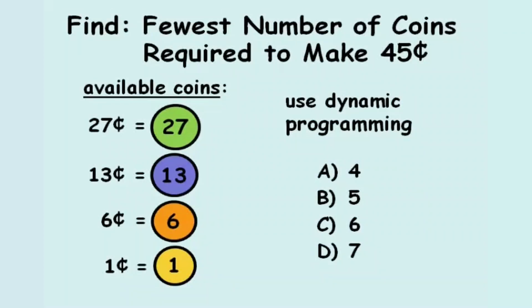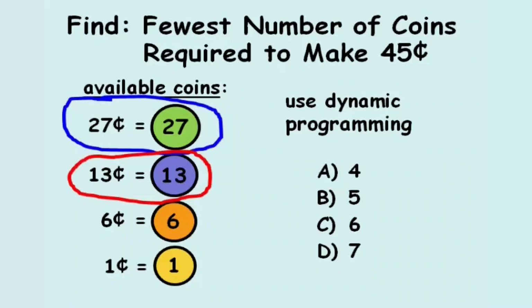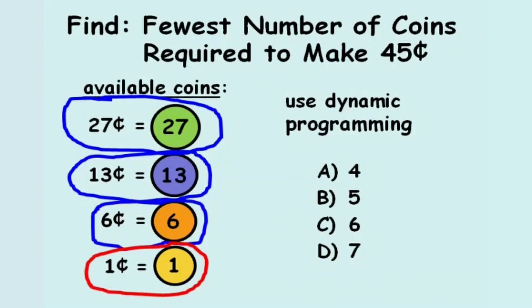Find the fewest number of coins required to make 45 cents. In this problem, we are asked to make 45 cents in change. Rather than a penny, nickel, dime, and quarter, we can only use a 27-cent coin, a 13-cent coin, a 6-cent coin, and a 1-cent coin.